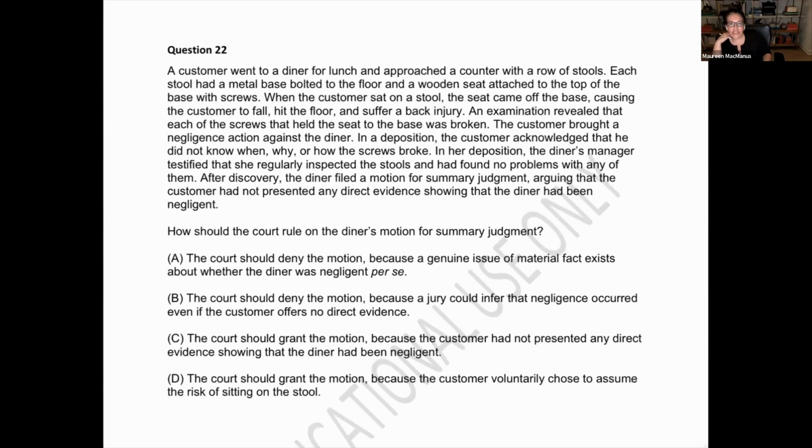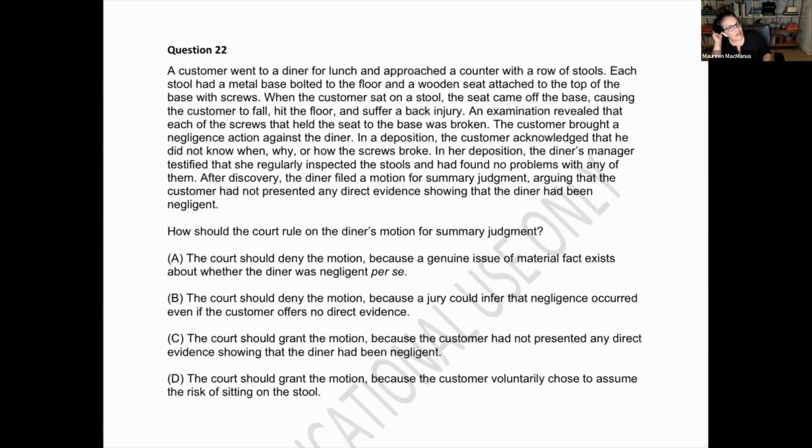In her deposition, the diner's manager testified that she regularly inspected the stools and had found no problems with any of them. After discovery, the diner filed a motion for summary judgment, arguing that the customer had not presented any direct evidence, but they have presented indirect, showing that the diner had been negligent. How should the court rule on the diner's motion for summary judgment?